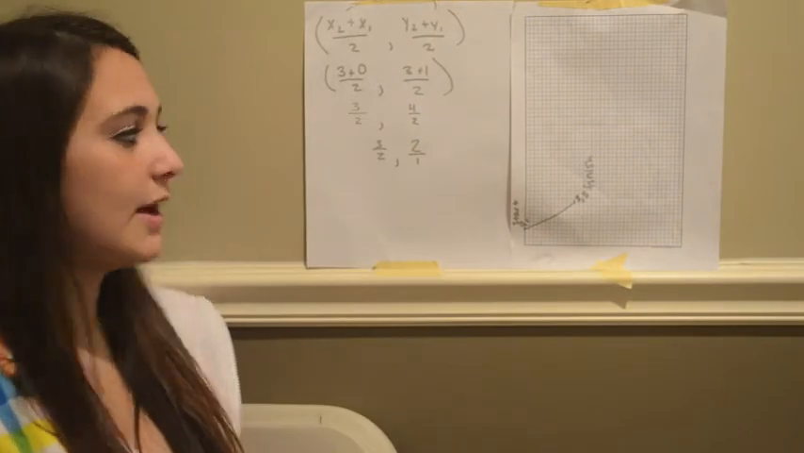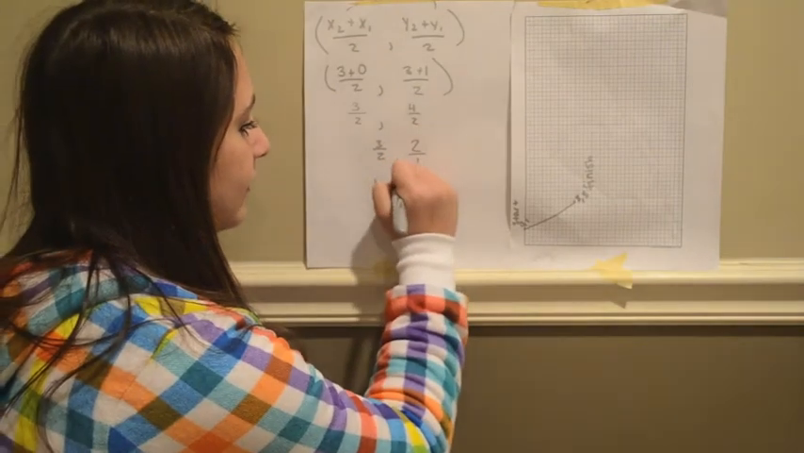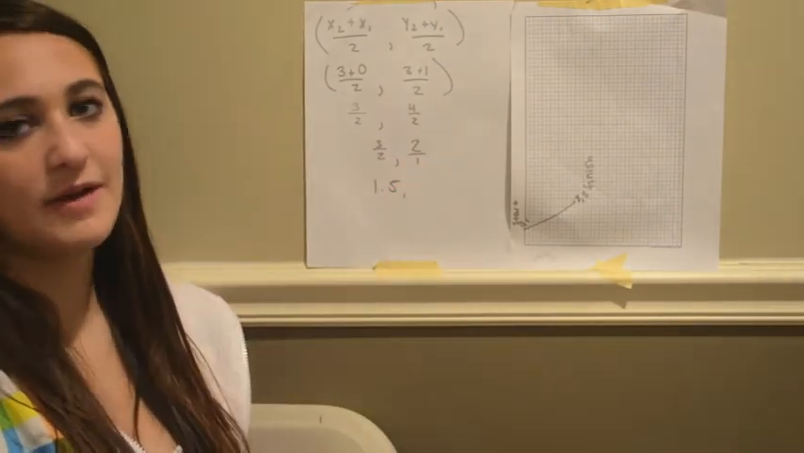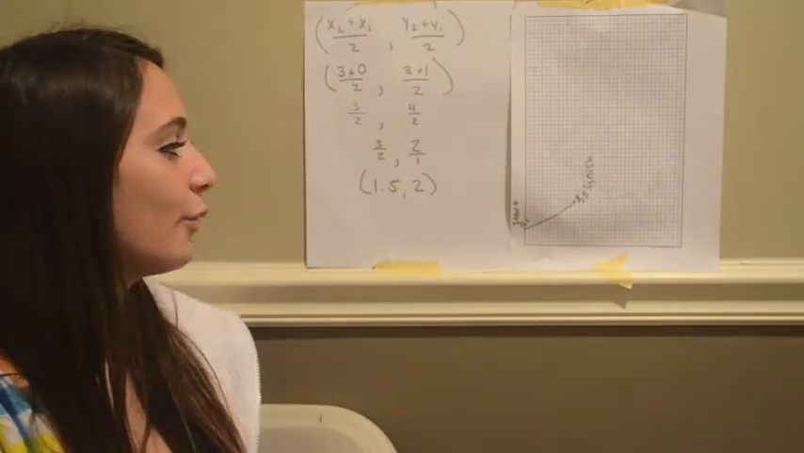To simplify, I'm going to change 3 over 2 to a decimal, 1.5, and 2 over 1 can be simplified down to just 2. The coordinates of the midpoint of the line are (1.5, 2). If the officials of the race wanted to place refreshments in the direct center of the race, they would have to put it on the point (1.5, 2) on our graph.